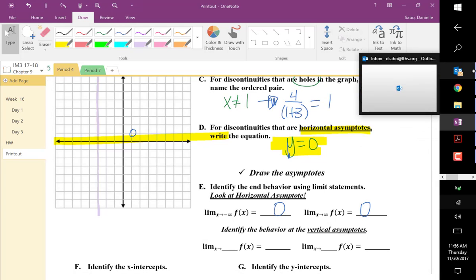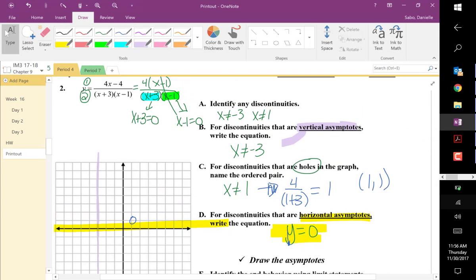Let's go to our graphing calculator and see what it looks like. 4 over x plus 3. I would just type in your original problem. Don't do the factored one. It might be harder when you factor it. So let's type it in.